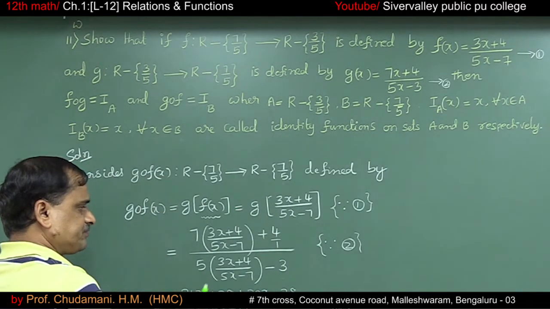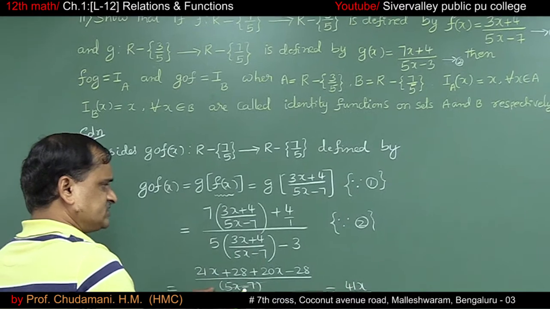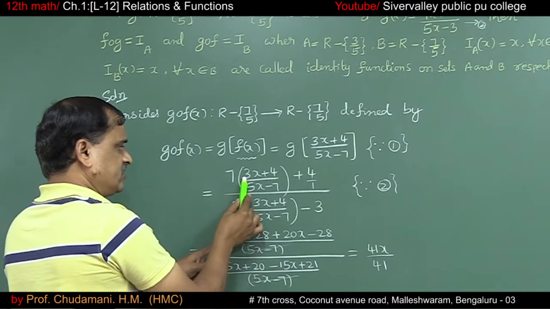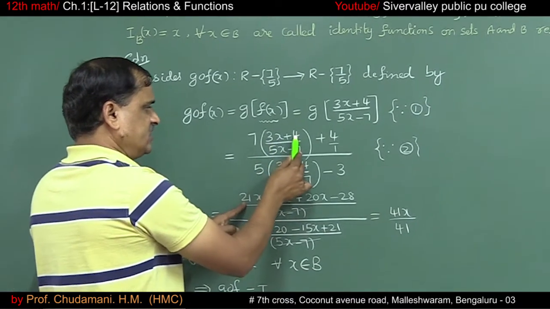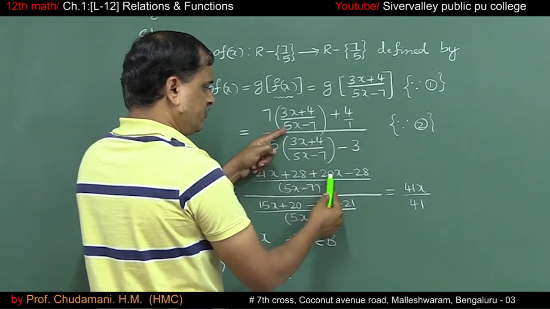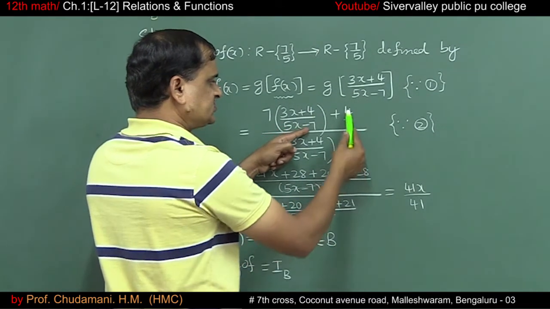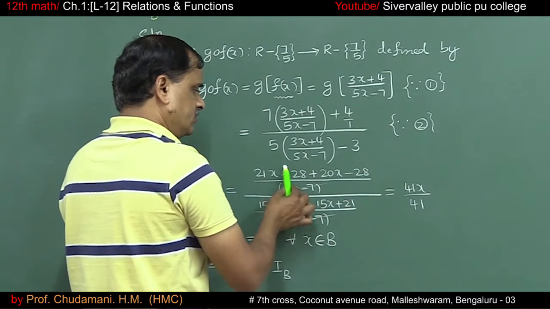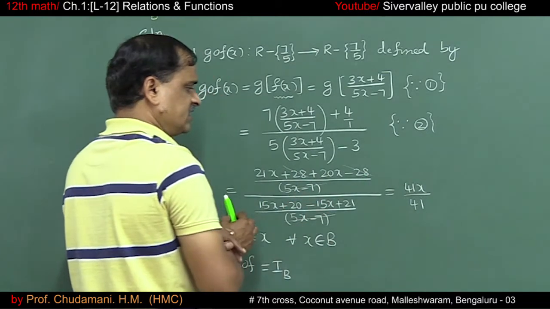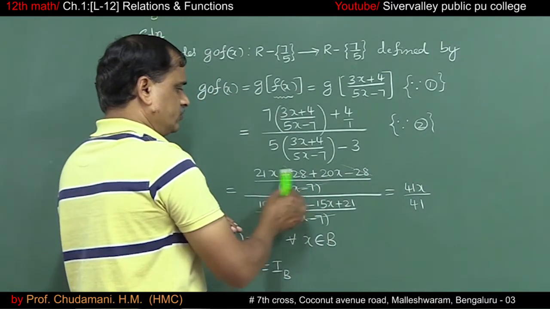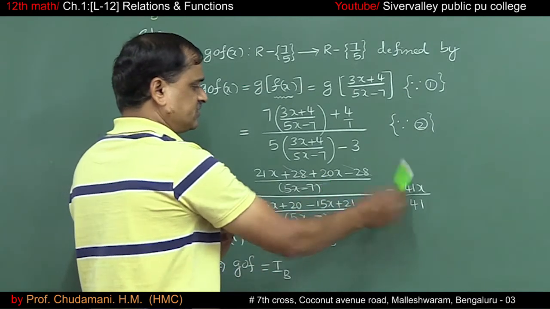In the numerator, take the LCM, 5x minus 7. 7 into 3, 21x plus 28. 5 into 4, 20x minus 7 into 4, 28. Plus 28 minus 28 gets cancelled. So 21 plus 20 means 41x.